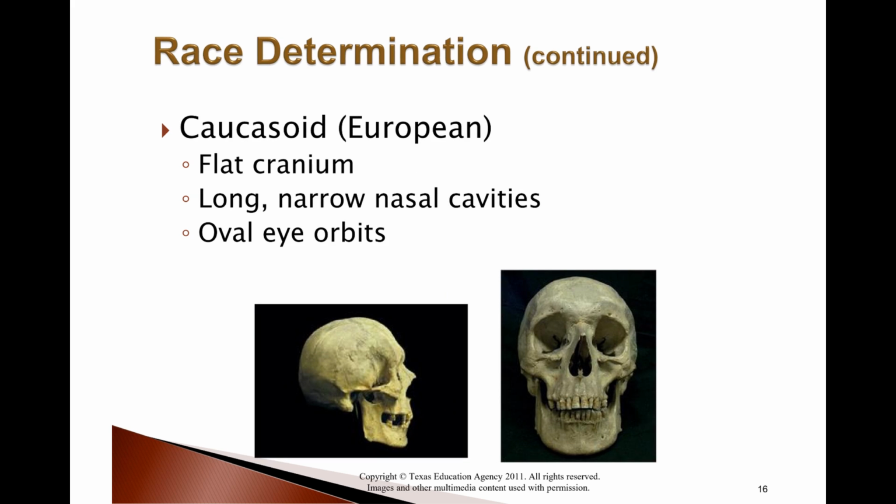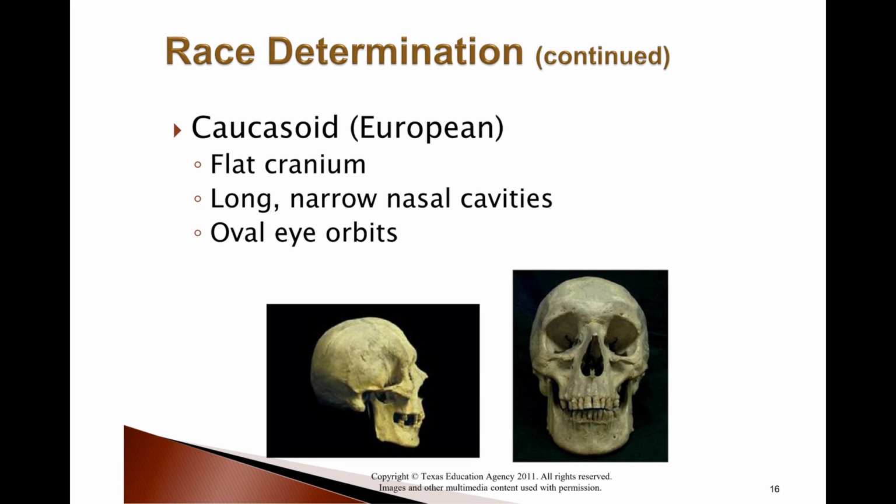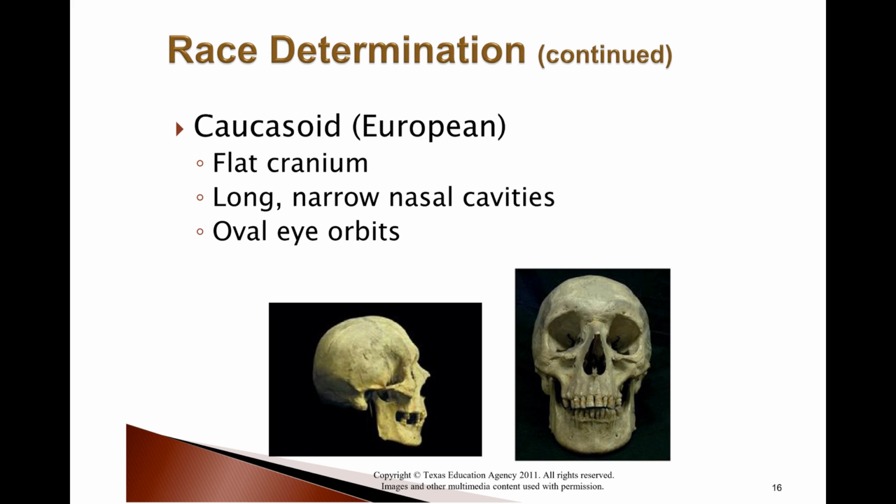So the Caucasoids would be our people of European descent. They tend to have more of a flat cranium, not as obviously rounded. They have a long but narrow nasal cavity, so it doesn't take up as much space on their nose. When we say nasal cavity, we're looking at this distance here to determine if it's narrow or if it's wide. They tend to have more oval eye orbits.